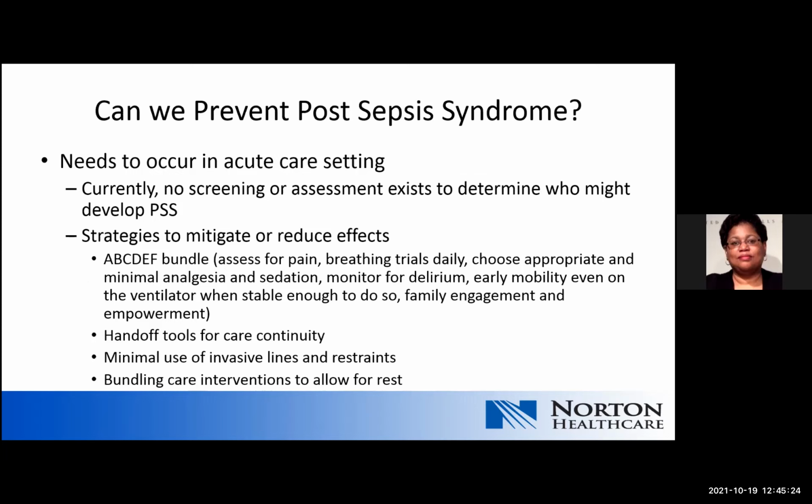We can assume they're going to be patients that are typically older or typically have more morbidities related to this already, such as developmental issues, etc. But it's not always the case. It could be the otherwise healthy patient that had come in and developed sepsis and now has been in the ICU. So strategies to mitigate this or reduce the effects include that A, B, C, D, E, F bundle. No, I'm not going to say the whole alphabet for you, but we're pretty darn close at this point.